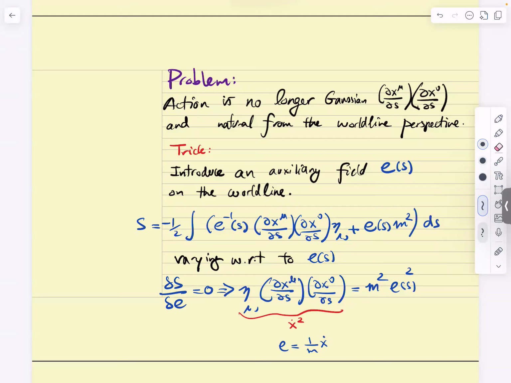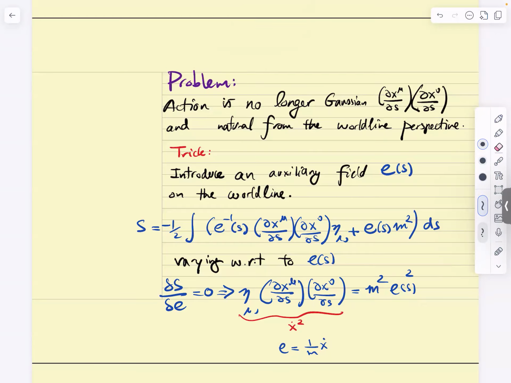There's a trick. There's a beautiful trick. The trick is this. Introduce, so what are we trying to do? Let me write it down. What we're trying to do is write this action, minus m times the square root of eta mu nu del x mu del s del x mu del s, in terms of something that looks like standard kinetics. But we're going to pay costs. We're going to introduce a Lagrange multiplier. So how do we do this? Introduce some auxiliary new field that's non-dynamical. We're going to see what it means. And that is e of s.